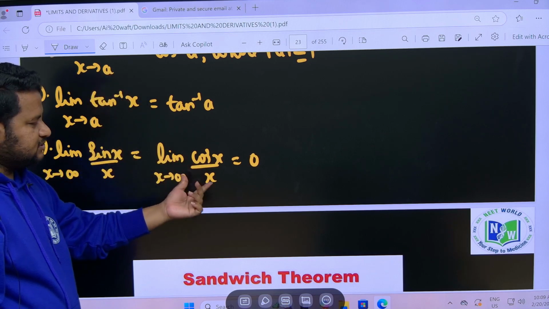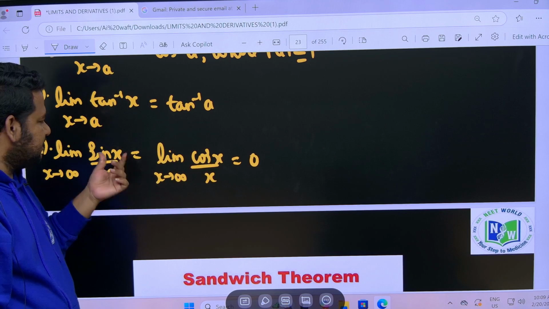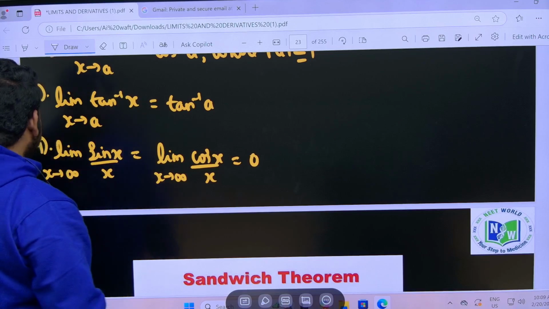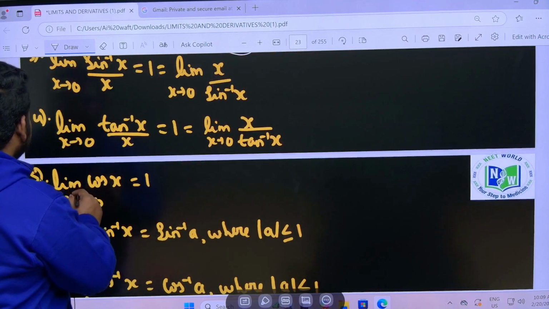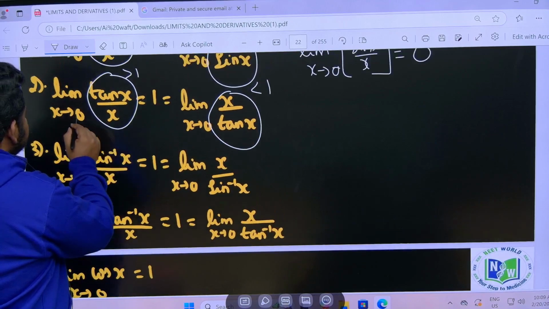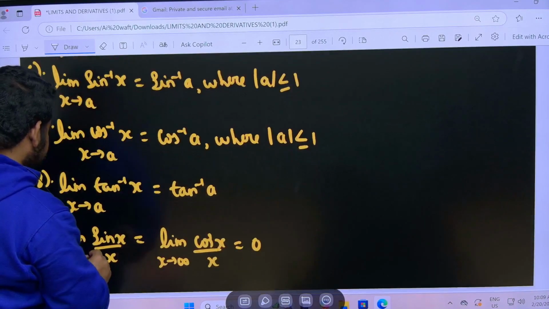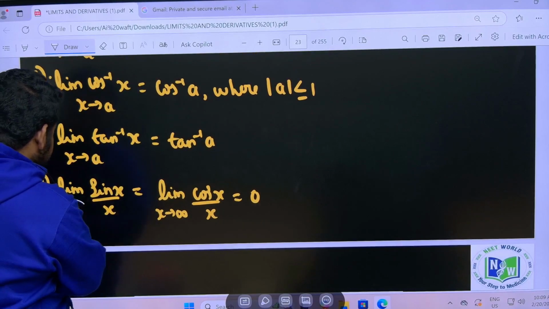I mean, for cos x by x we didn't say. Here we are saying limit sin x by x is equal to 0. Why? There, the limit is tending to 0. Here the limit is tending to what? Here the limit is tending to infinity.